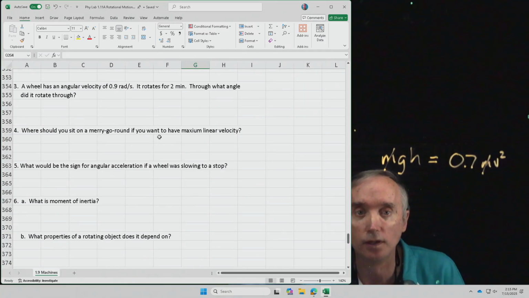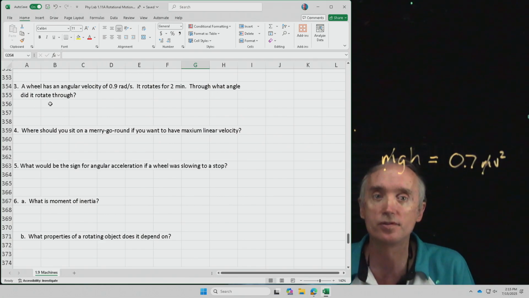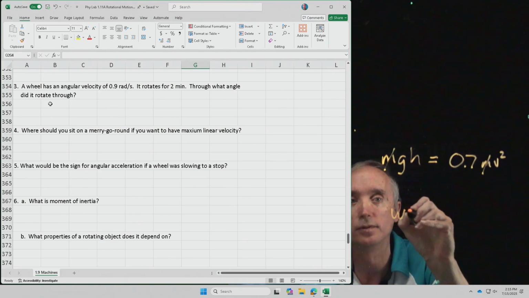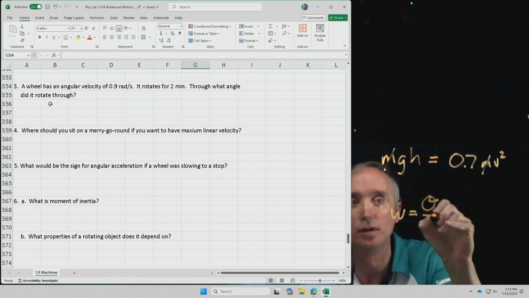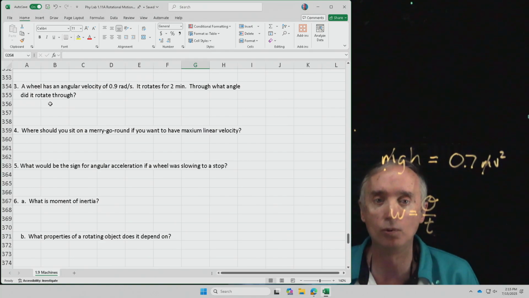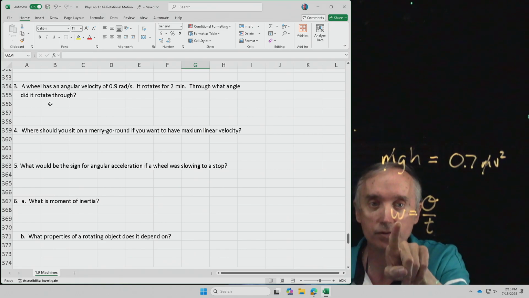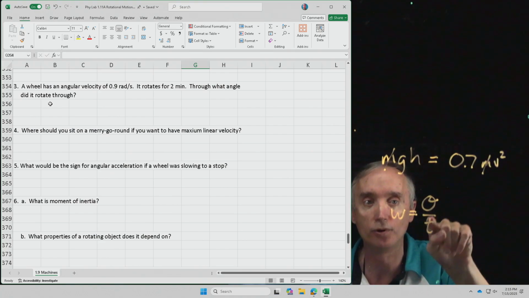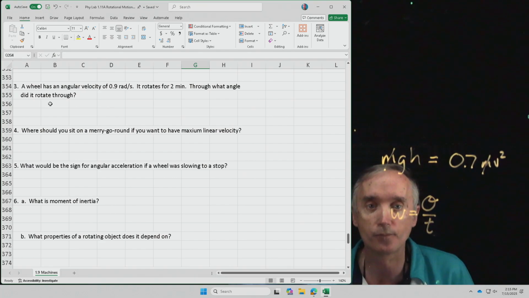Okay, number 3. A wheel has an angular velocity of 0.9 radians per second, and it rotates for 2 minutes. Through what angle did it rotate? So we're going to be using the idea that omega is equal to the angle over time. We know what the omega is, that's the angular velocity. Now the 2 minutes is in the wrong units, so you need to convert that to the correct unit, put it in there, and then solve for the angle.